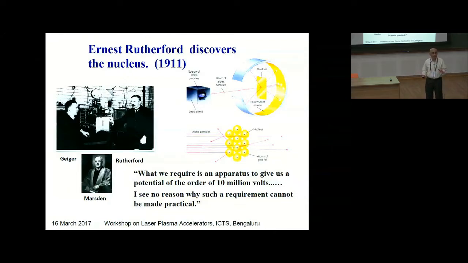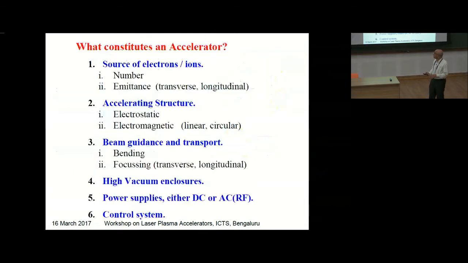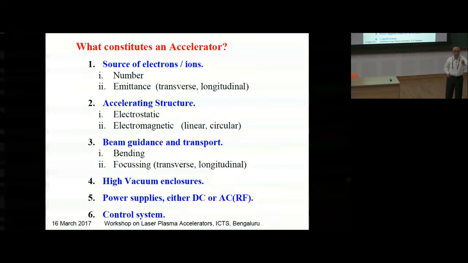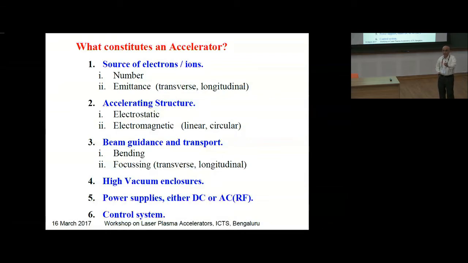Now, what constitutes an accelerator? How will we define it? We define it by the number of components. It must have a source of either electrons or ions, which you want to energize. Second is the accelerating structure, the structure that you prepare, which will impart the energy to these particles. Third is the beam guidance and transport. It means you start from one place, and you have to take these electrons or the ions to the final target without losing them on the way, without losing their energy, without losing any of them.